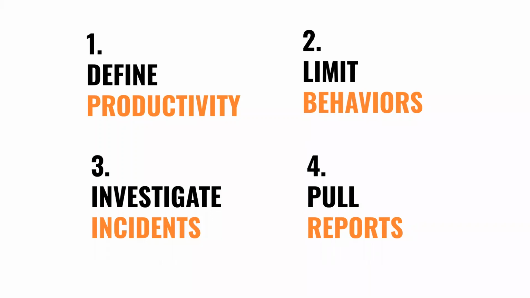Number 3, investigate. Now, after defining and limiting, you have the option to use any of our investigative reports and tools to take a look at any time an employee may have been in violation of any of these limiting rules, either by accident or on purpose, which we'll be able to gain more insight on by using any of our tools provided. And then number 4, pull reports.